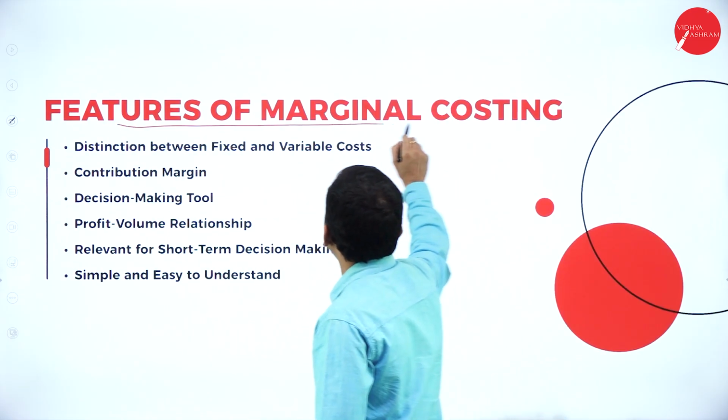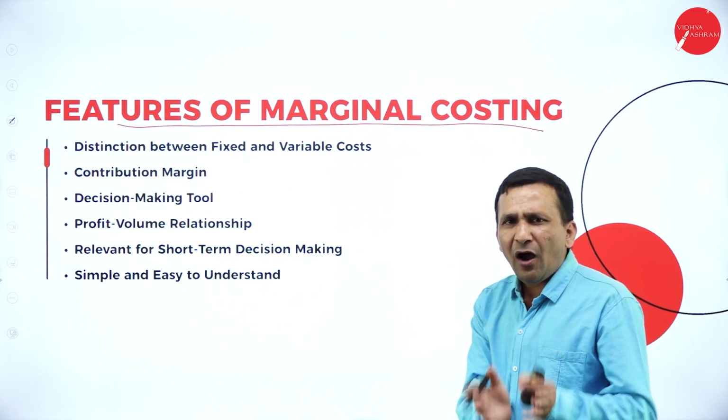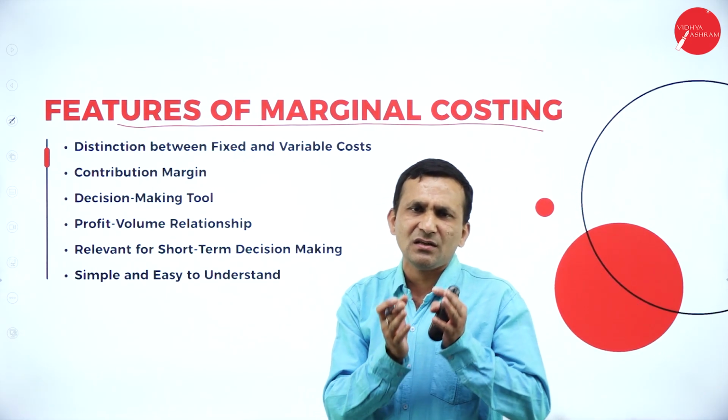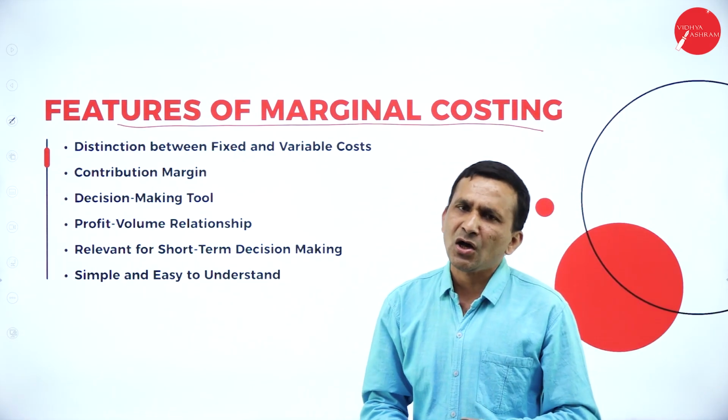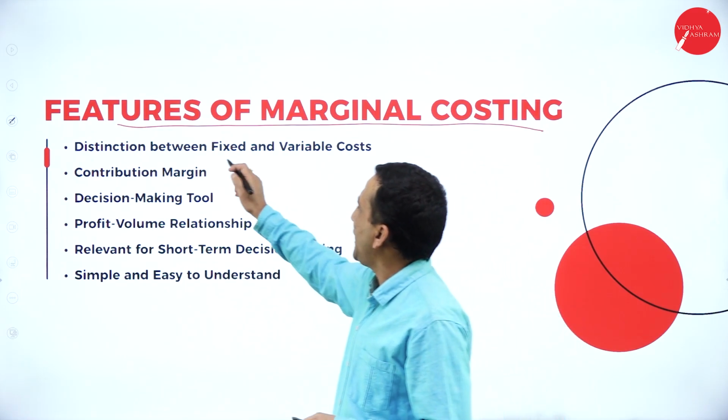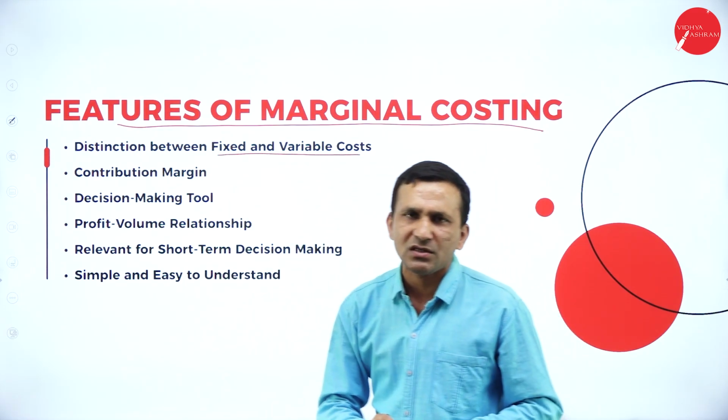What are the features of marginal costing? Obviously, in marginal costing, the production has major costs we identified: one related to fixed cost as well as variable cost.